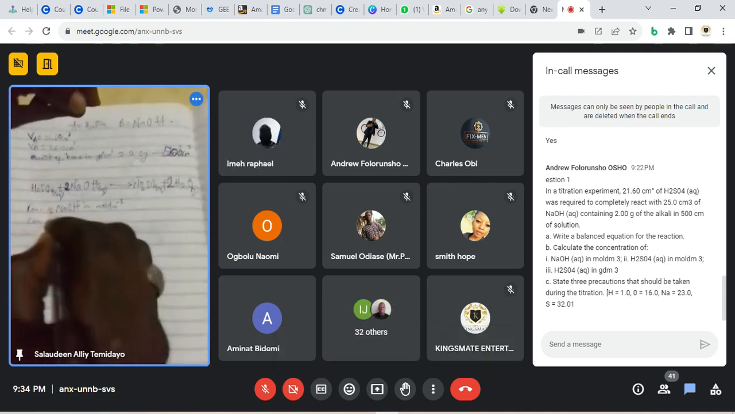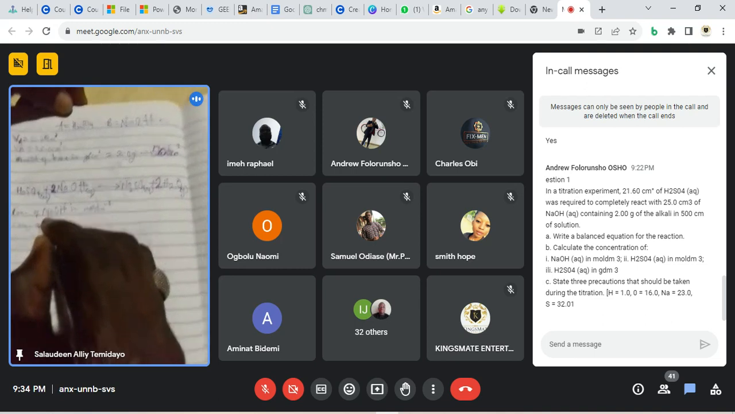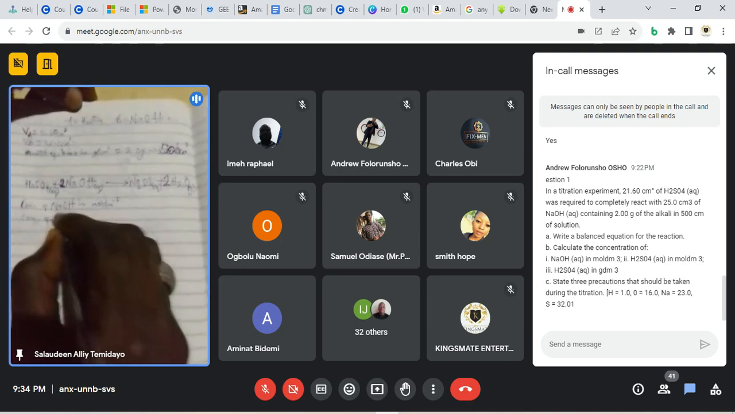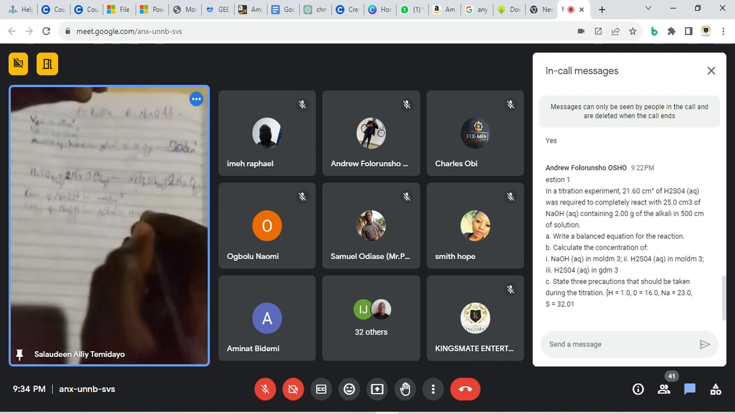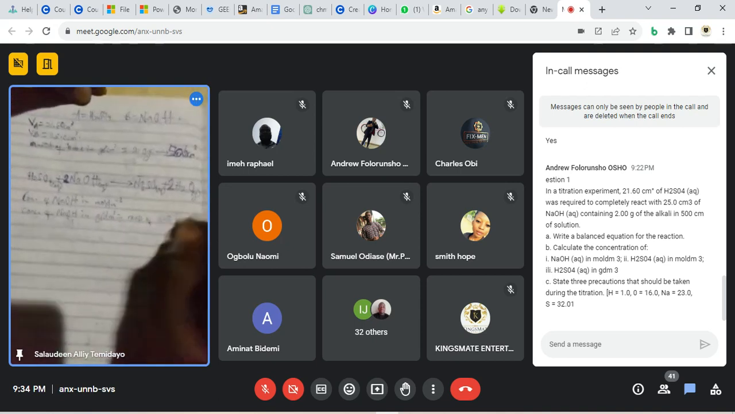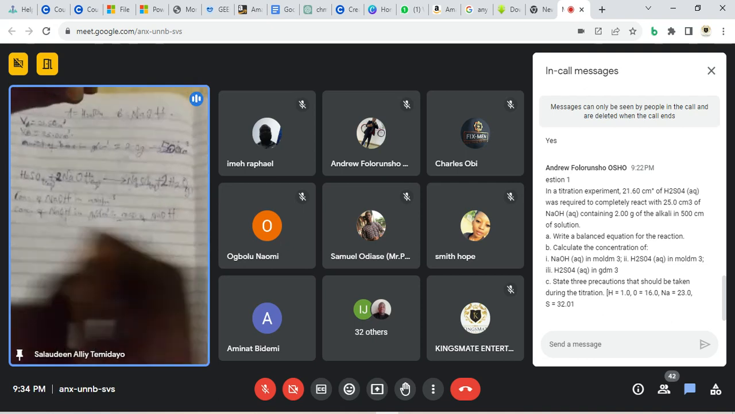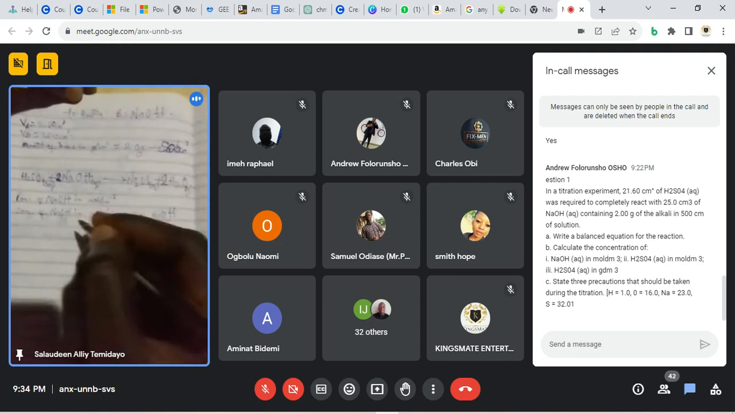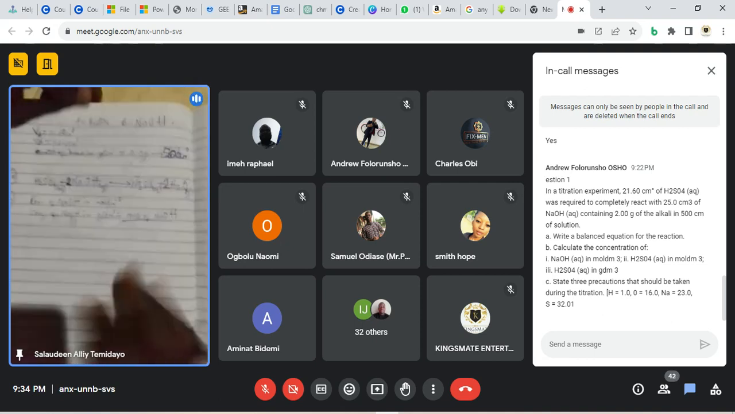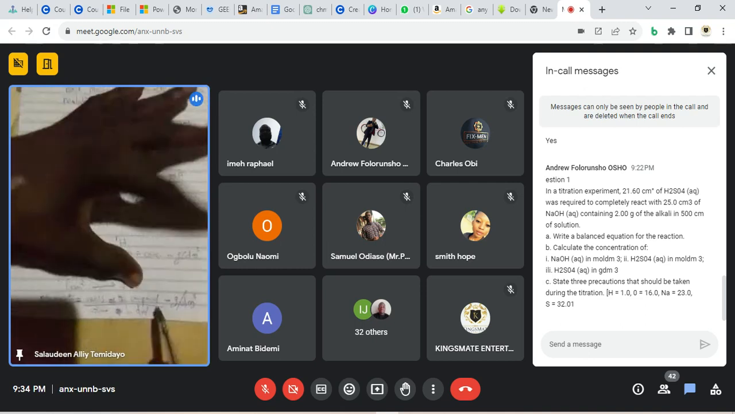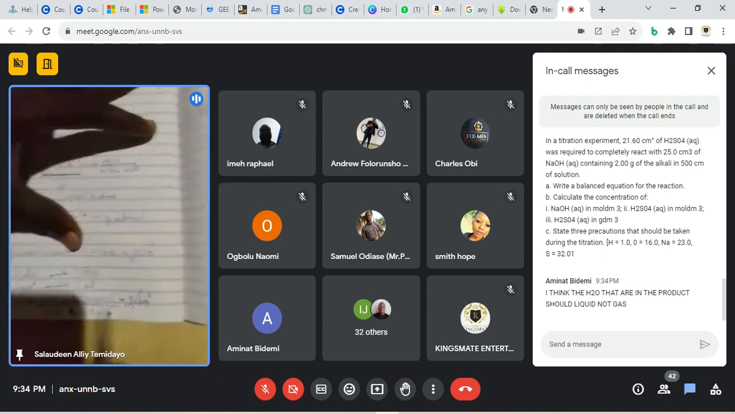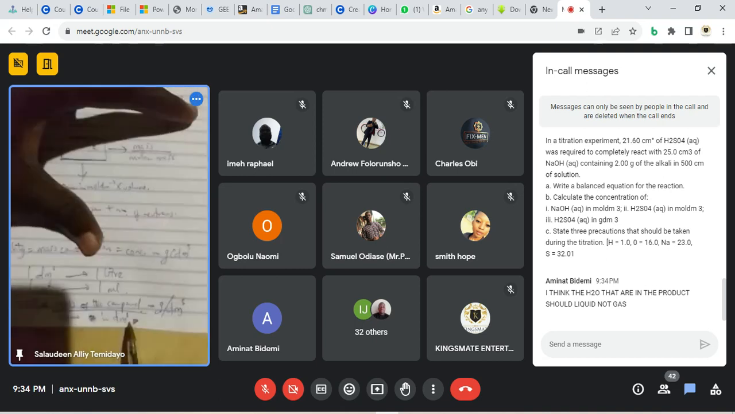Concentration of caustic soda in grams per dm3 equals mass of caustic soda over, I've written this formula out before. I said we call it normality. That normality is the mass concentration: the mass of that caustic soda over volume in dm3.